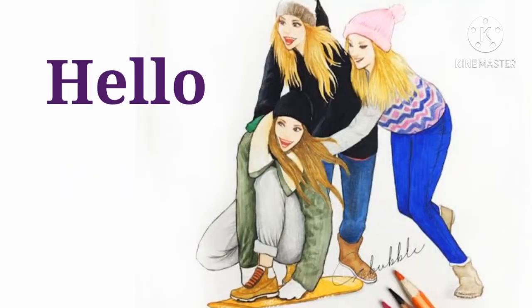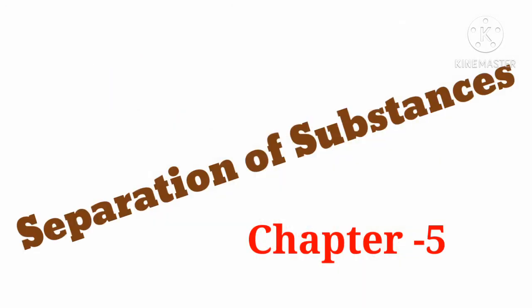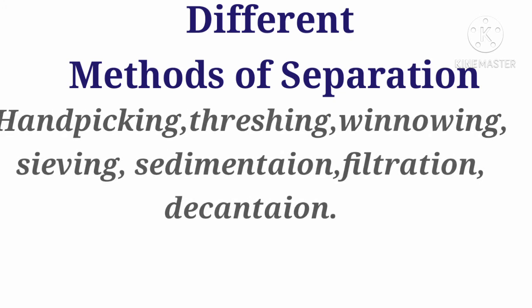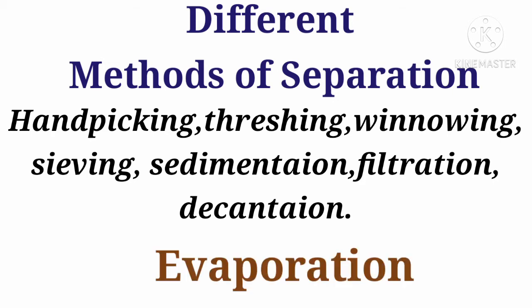Hello students, welcome back to Science Chapter 5, Separation of Substances. Children, in the previous videos of this lesson, we studied about different methods of separation. They are handpicking, threshing, winnowing, sieving, sedimentation, filtration, decantation. In this video, let us study about another method of separation, that is evaporation. And let us also study about saturated solution.